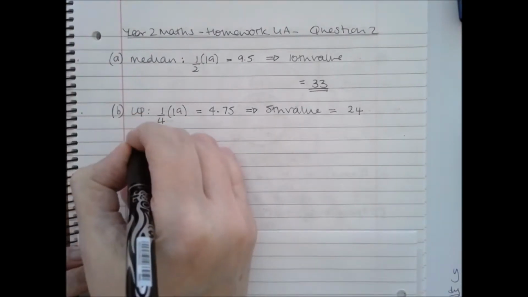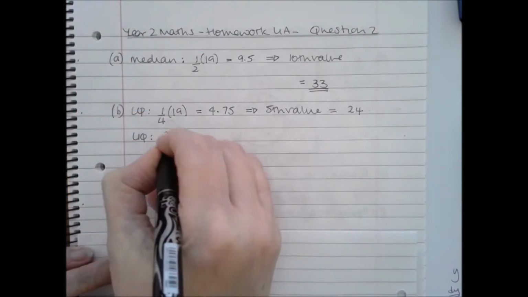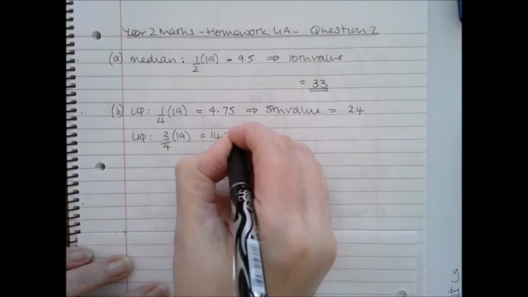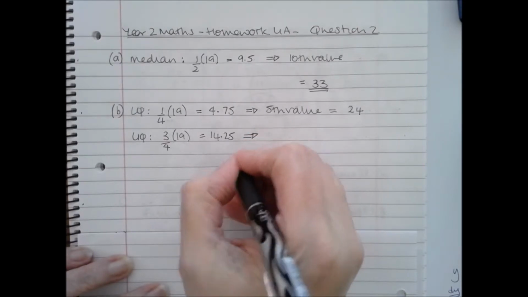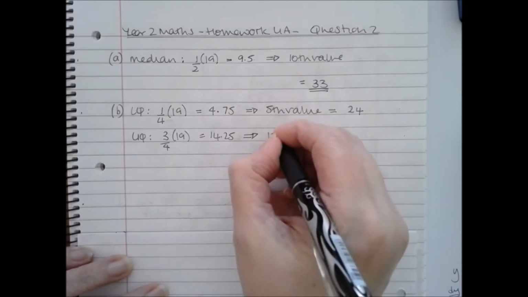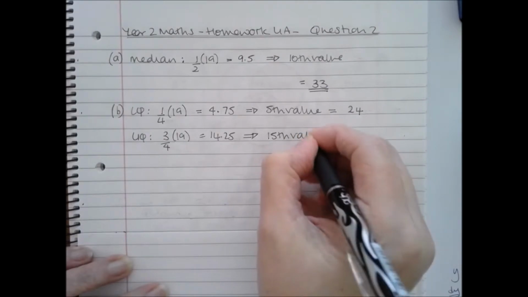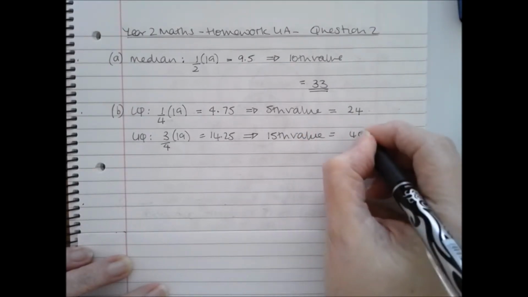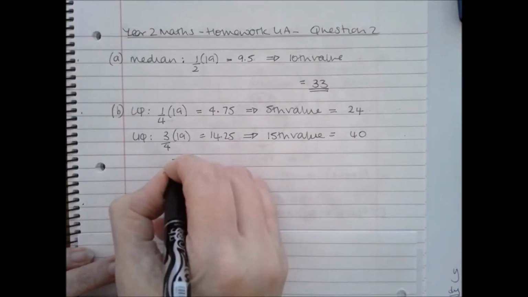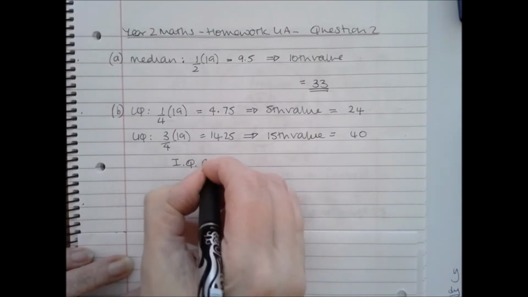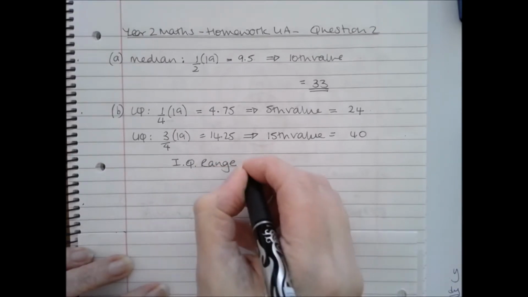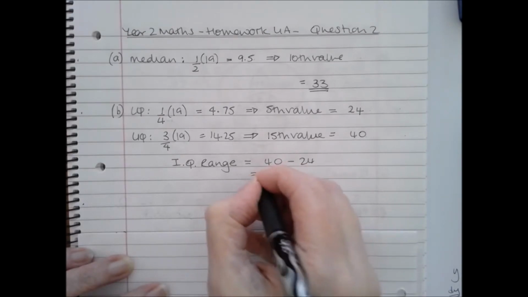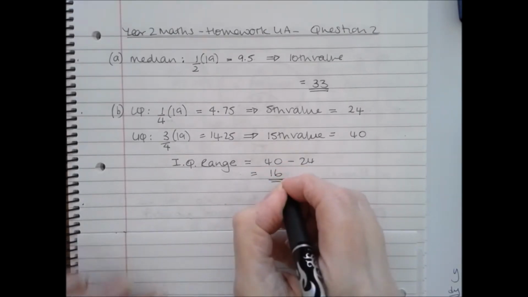And then the upper quartile similarly is 3/4 of 19. So this is 14.25. Again, it's not an integer, so we go up to the next one. So we want the 15th value. And if you read the 15th value off your table, that gives you 40. So your interquartile range is then going to be your upper quartile minus your lower quartile. 40 take away 24, giving you a value of 16.